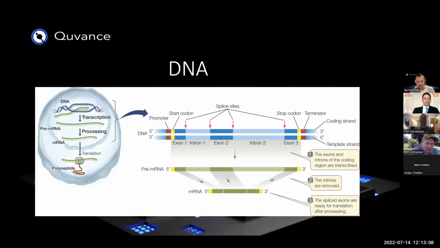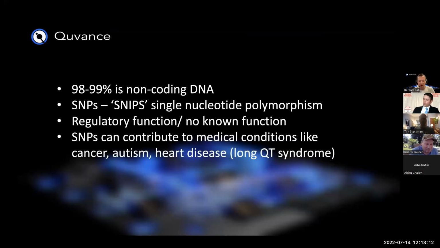I'm going to come back to this later. Right, so, but actually the fact is that most of our DNA is not actually coding for proteins. It's only actually 1 or 2% that makes proteins.